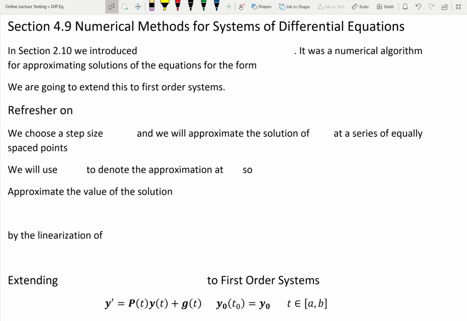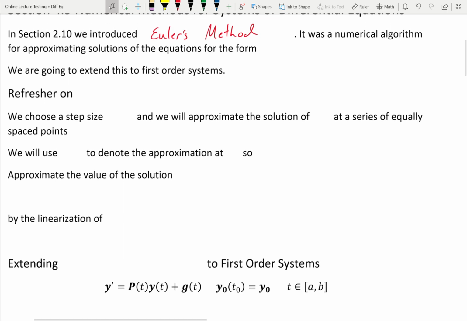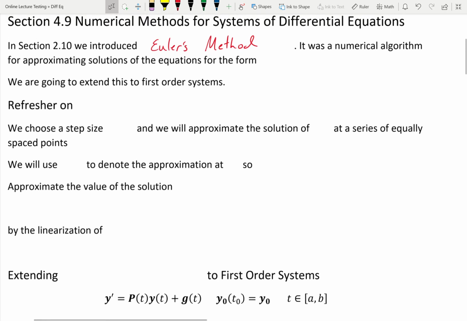In section 210, we introduced it. That's what's pretty much missing for all the blanks. We introduced Euler's method. It was a numerical algorithm for approximating solutions of equations of the form y prime is equal to f of t, y.